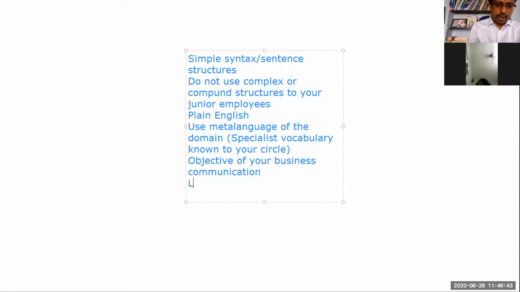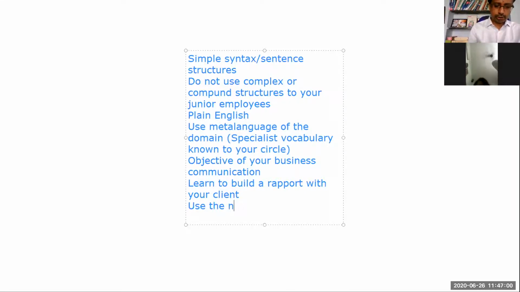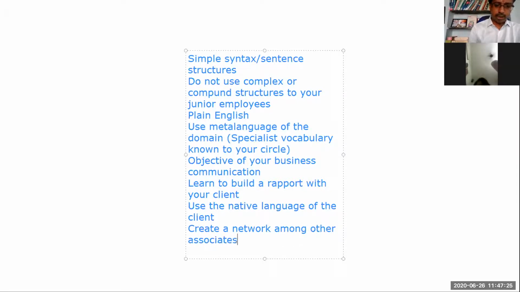So learn to build a rapport with your client. Use the native language of the client. In addition to it, create a network among other associates. For example, if you're going to talk to a client who is living in Japan, then try to see how that particular client could be easily influenced. So create a network among other associates. And what else can we do?